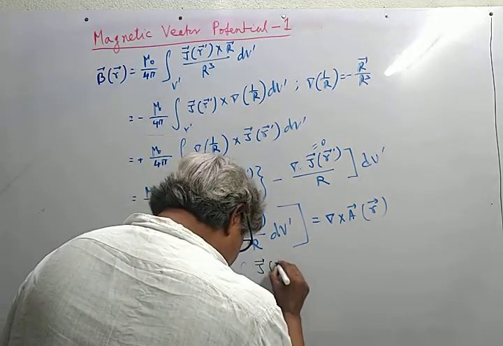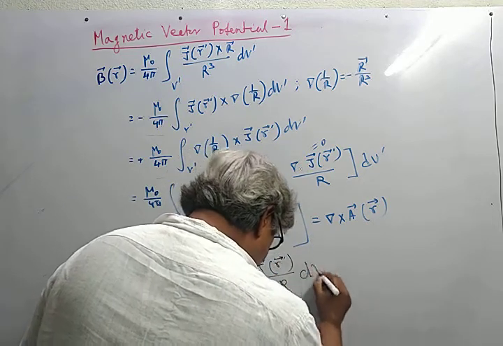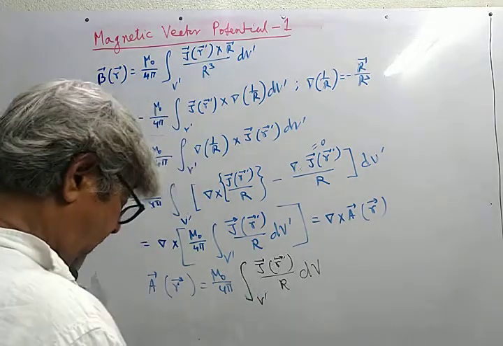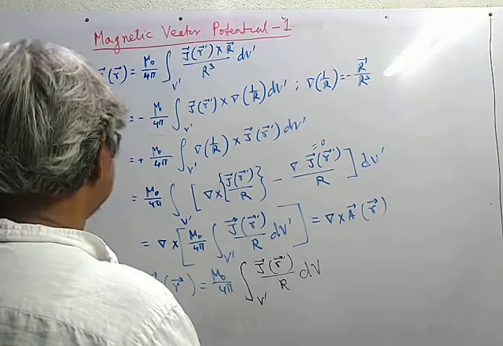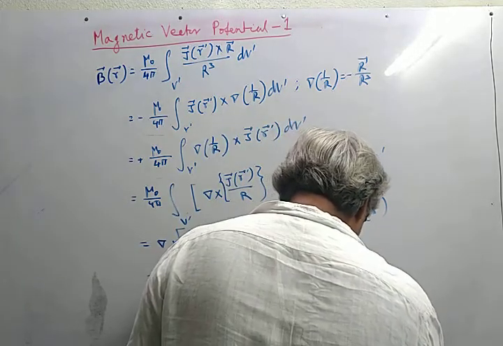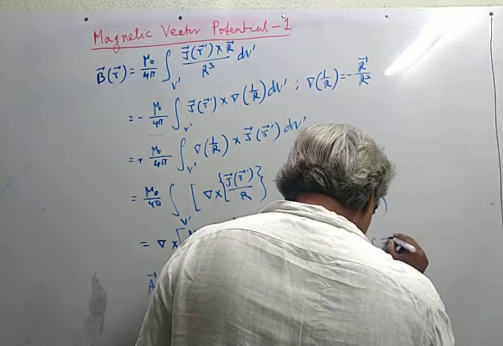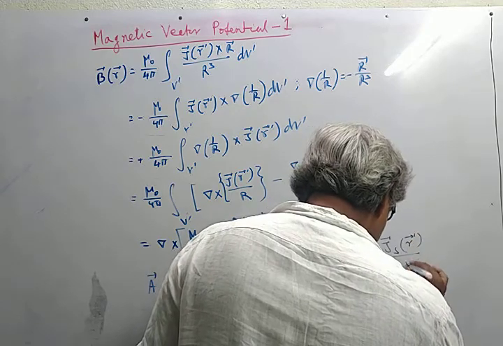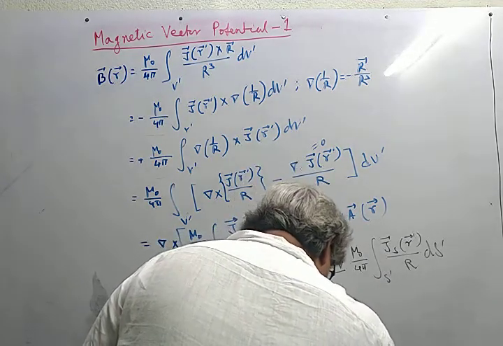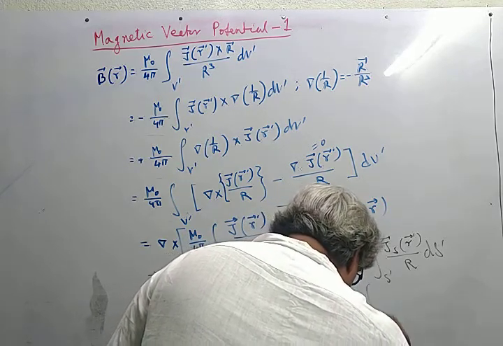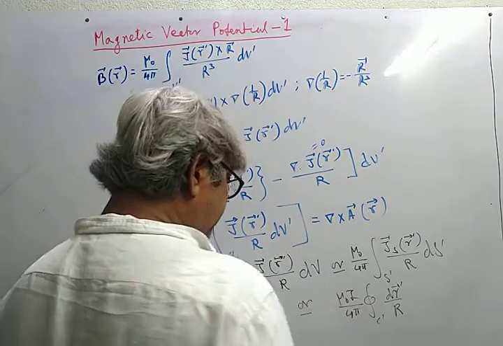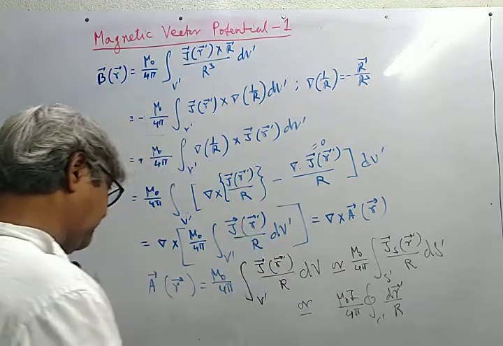Integration is J(r') by r dv', integration over v'. Now, if we have a 2D conductor, 3D conductor, or 1D conductor, the alternative forms are very obvious. So the alternative forms are: for 2D, mu 0 upon 4 pi, or for a 1D conductor it is mu 0 I upon 4 pi, dr' by r. So these are the three alternative forms. This is for a 1D conductor, this is for a 2D conductor, and this is for a 3D conductor.